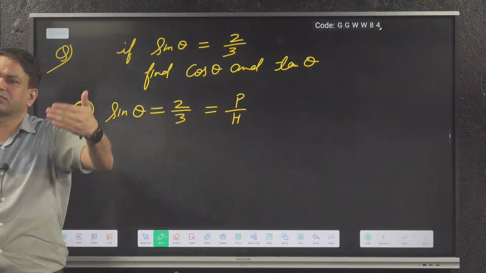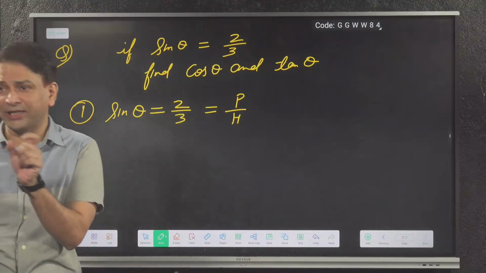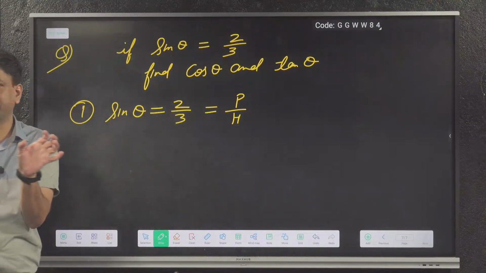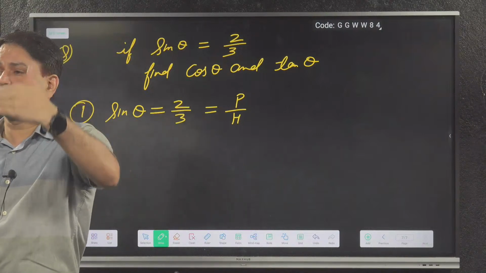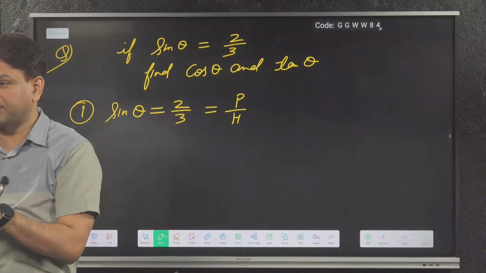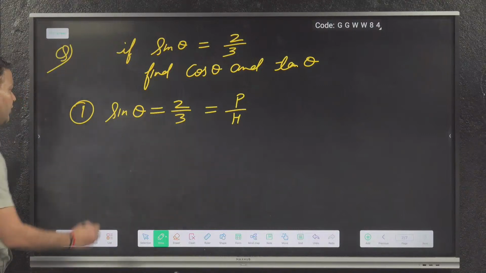Because ultimately cos theta is also a ratio, tan theta is also a ratio. Then perpendicular I can take 2, hypotenuse I can take 3. Now for cos theta I require base upon hypotenuse. So first I have to find the base. Perpendicular and hypotenuse we have, base we have to find. Then what will we do?